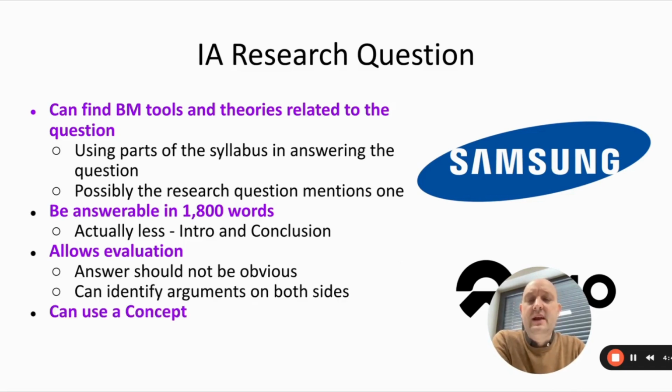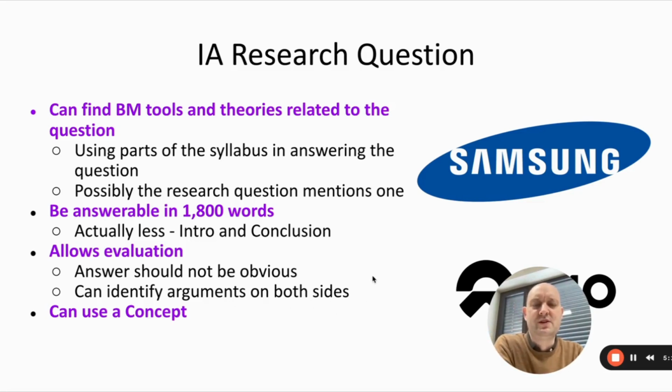It allows evaluation. What we mean by that is that the answers should not be obvious. So ideally, you've got a question where you can see the pros of the question or the pros of the strategy being used and also the cons of it. So whatever question you're coming up with, you can see both pros and cons of whatever thing you're evaluating, and therefore you can identify arguments on both sides.